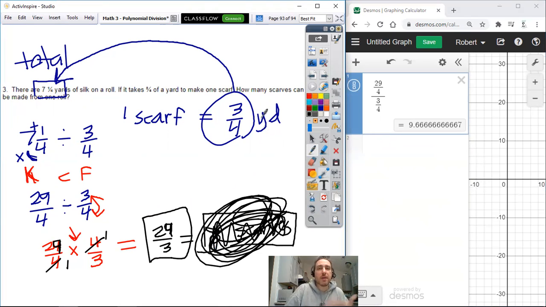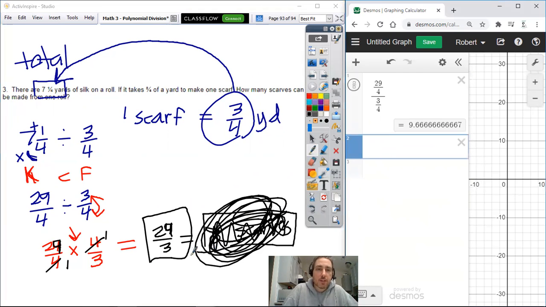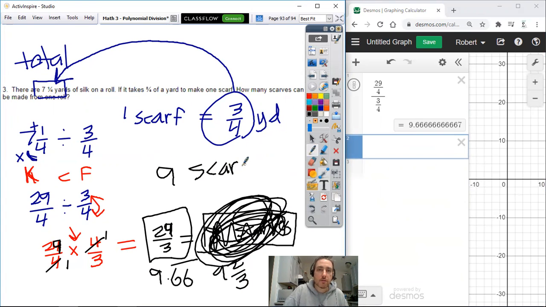But again, it doesn't make sense. How many scarves? 9.66. You can't have a fraction of a scarf. So if you divide that out, it's going to be 9.6 repeating, which is 9 2/3. You can't have 2/3 of a scarf, so it's going to be 9 scarves. Round down.